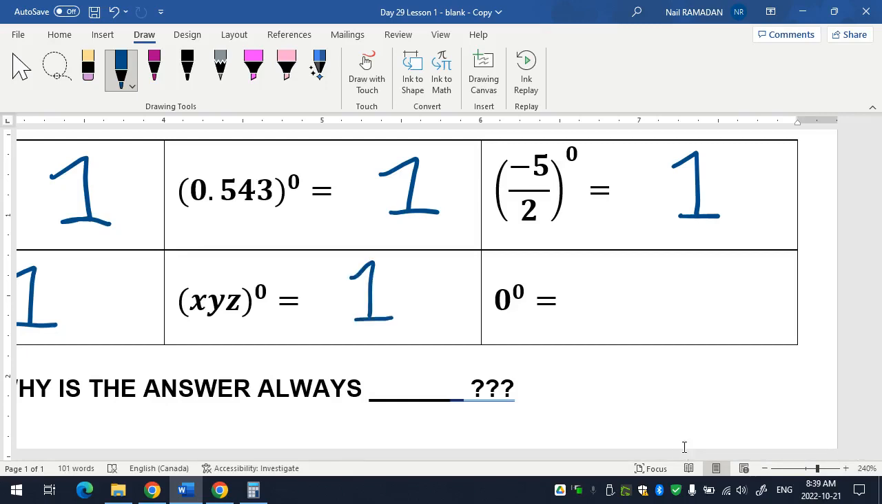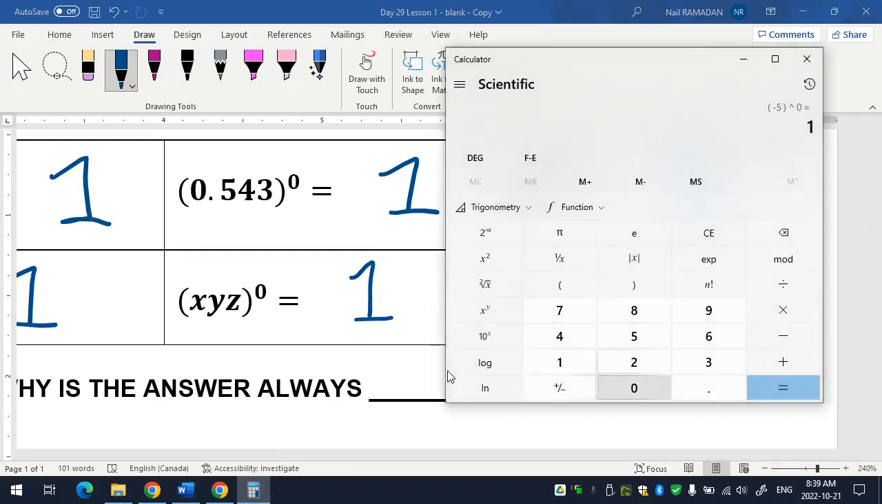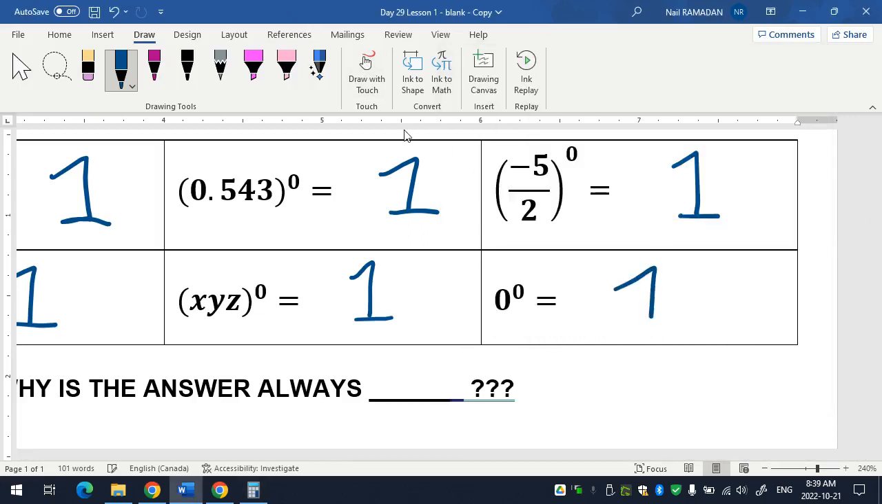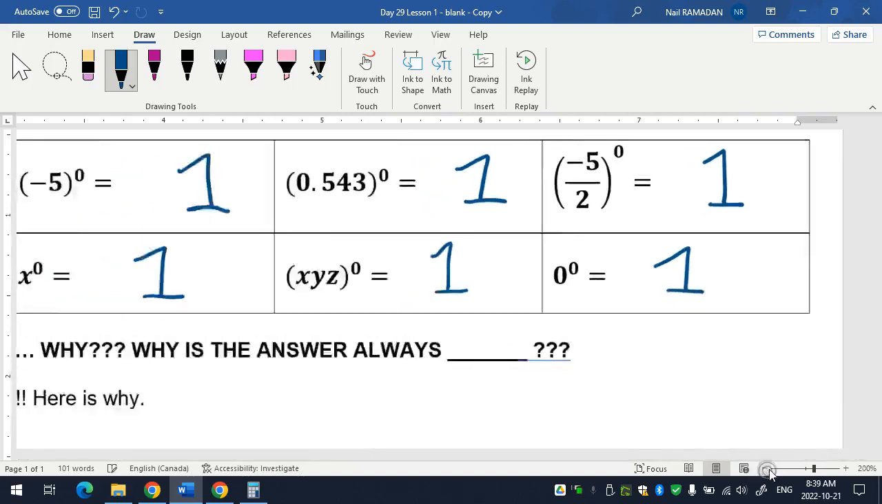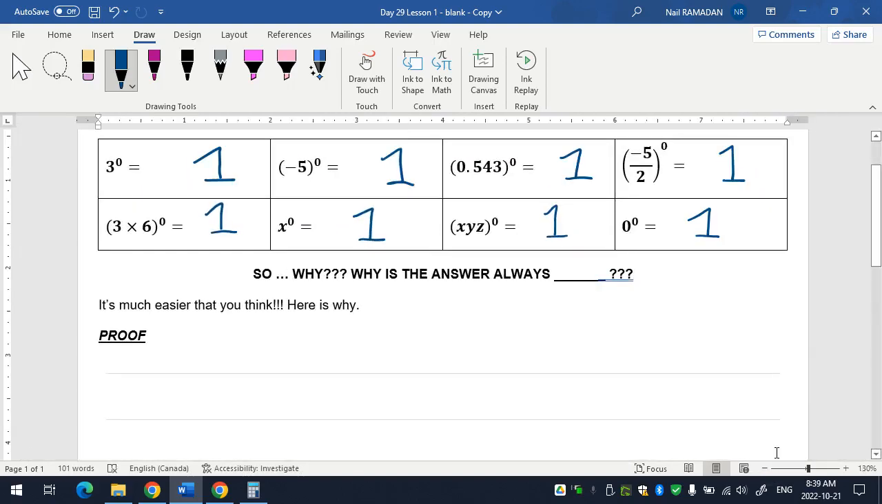Okay, how about this one? I don't know. Let's plug it in. 0 to the power of 0. Let's see what the machine says. 1. So even in the special case of 0 to the power of 0, we're going to say it's also 1. Okay? That's all good and fine.